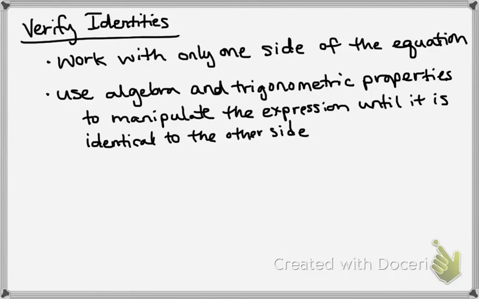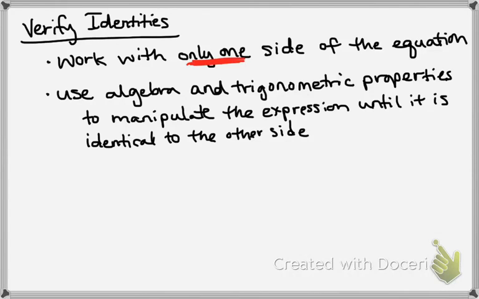So what'll happen is they'll give you an equation. They'll say that this trig identity equals another trig identity, or this trig expression equals another trig expression, and you have to get it so that one side of the expression looks like the other side. So when doing this, we're only going to work with one side, and that is the key here. You never cross anything over the equal sign when verifying identities.